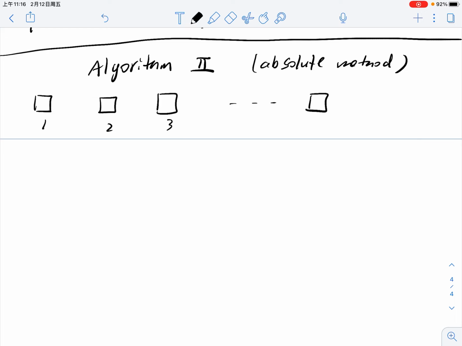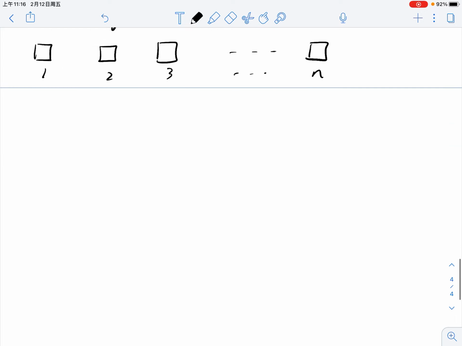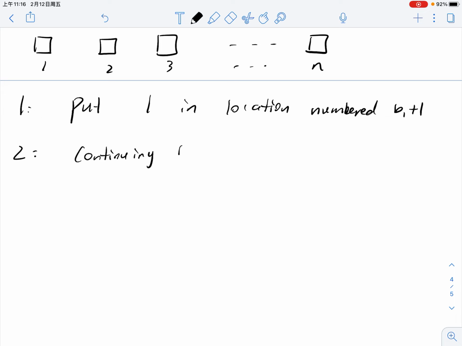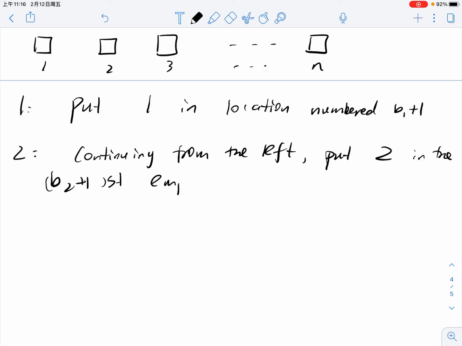1, 2, 3, all the way to n. In the first step, put 1 in the location numbered b1 plus 1. And in step 2, continuing from the left, put 2 in the b2 plus 1st empty location.